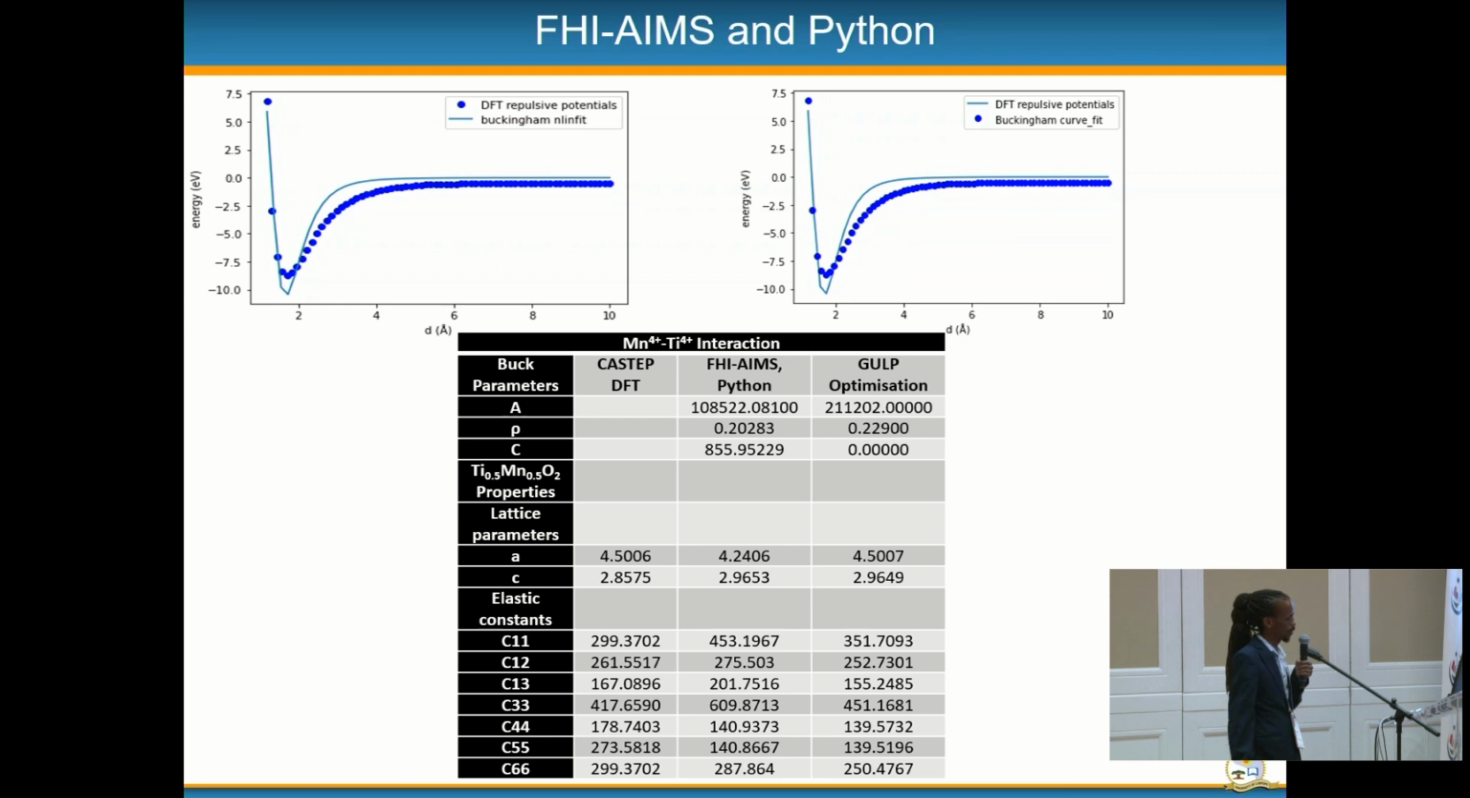So we fitted the Buckingham potential parameters. We realized that the potentials needed to be further refined. I think the A parameter was underestimated, the C parameter was overestimated. I think the rho was very close. So this saved us a lot of time. We only had to optimize the other two parameters, which didn't take, I think, a day.